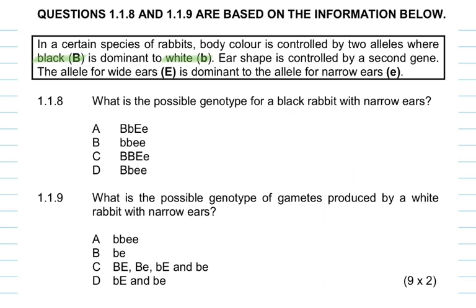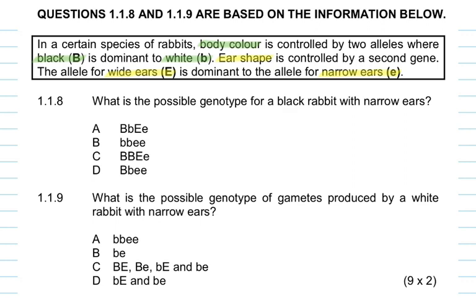And then when we look at the second part, ear shape is controlled by a 2nd gene. The allele for wide ears, then we're going to highlight that one, is dominant to the allele for narrow ears. So now when you just glance at this, you can already see, okay, so I've got body color, which is 1 color, and I've got ear shape, which is a different color. If this is confusing to you, if you want to make it a little bit easier on yourself, you can, for example, say, okay, I'm going to highlight the ear shape in the same color as the genes for that, and then body color I'm going to highlight in the same color as the genes for those.